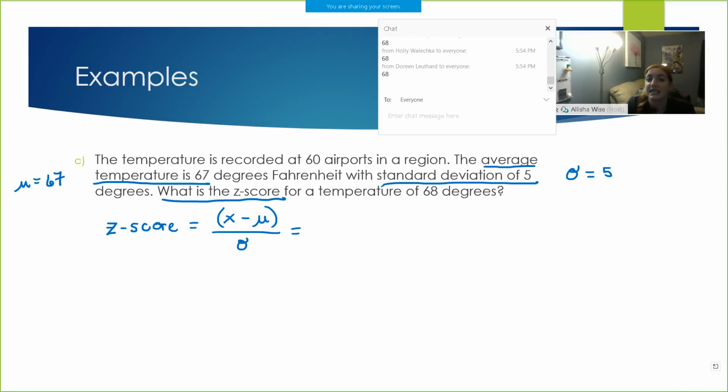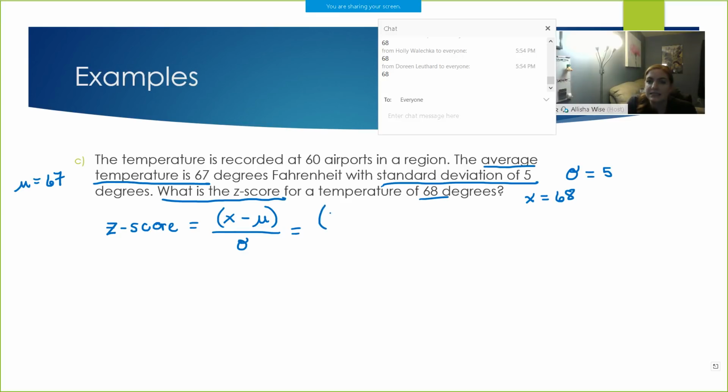Okay, excellent. So they're saying, what is the z-score for a temperature of 68 degrees? They're asking you to take 68 degrees and turn it into a z-score. So we take the 68, which is our x value, and turn it into z. This 60 airports business doesn't reflect ours. It's just the number of airports we used, which in our case does not affect us. Later on, we will be using the new variable n, which stands for the number of samples, and that would be 60, but it doesn't matter here. Just a little foreshadowing.